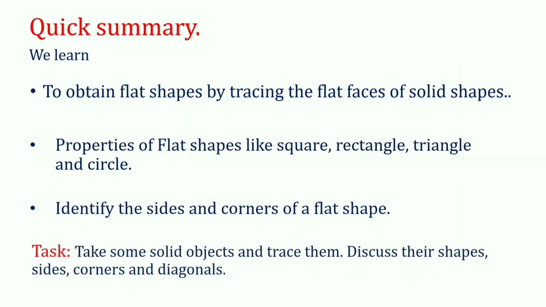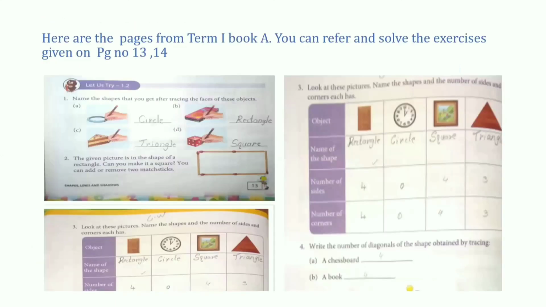It's task time. Children, take some solid shape objects and trace them on a sheet of paper. And you have to discuss their shapes, sides, corners and diagonals. Here are the pages from Term 1 Book A. You can refer and solve the exercises given on page number 13, 14. Thank you.